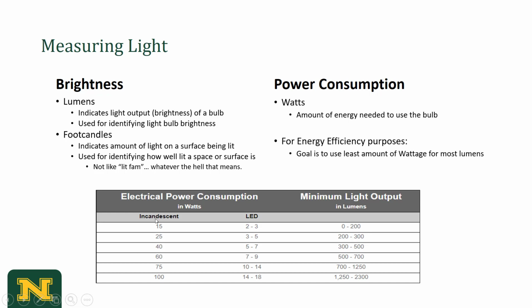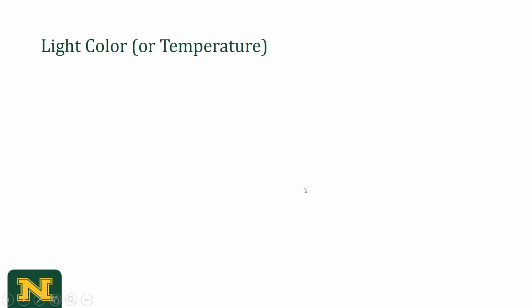Your general incandescent bulbs, a lot of them are in the 60 range. So instead of 60 watts pulling in, your LEDs would be 7 to 9, getting you somewhere in that 500 to 700 light output for lumens.